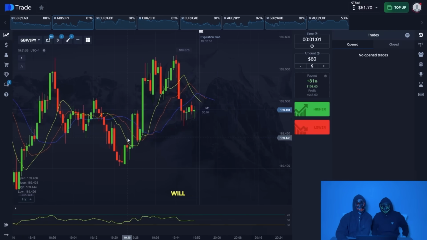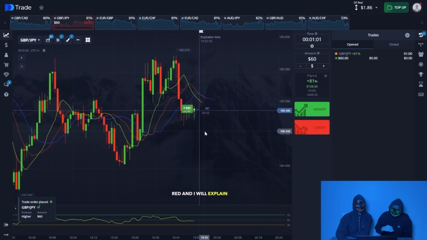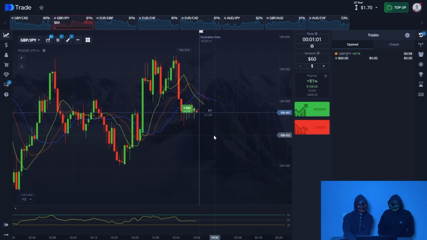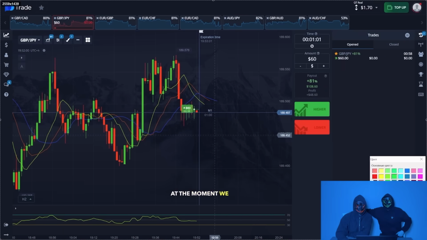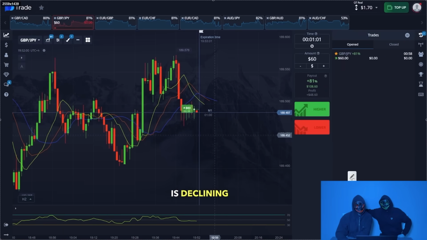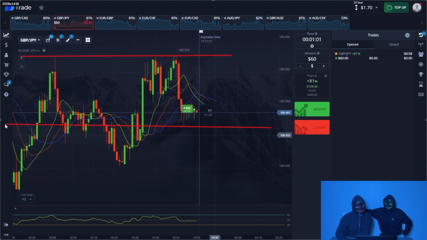The next trade will be opened in red, and I will explain why and how. So look, my dear traders, at the moment we have a situation where the price is declining and is starting to accumulate here. Here it descended, and here it started to accumulate, moving sideways and then continuing downward steadily.